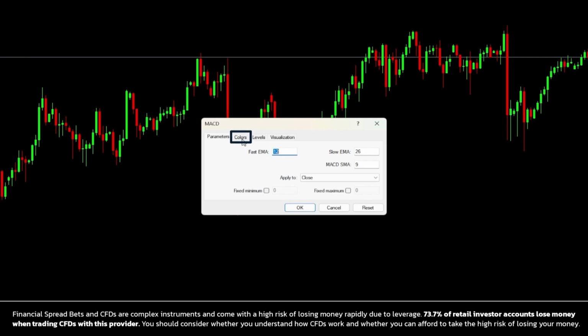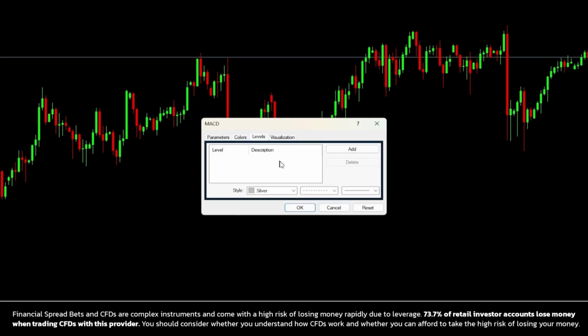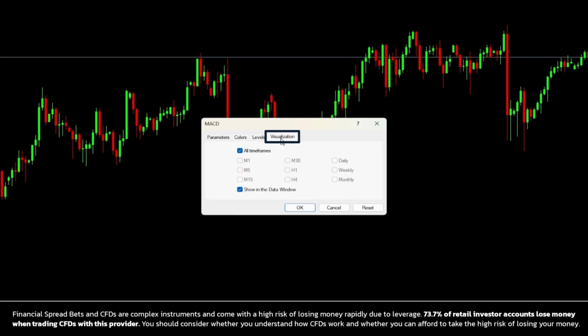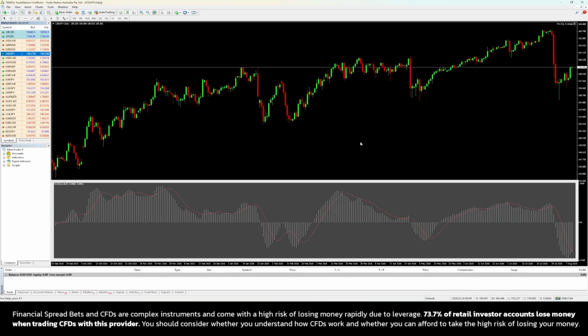Before adding it, you can also adjust the appearance of the MACD and its signal line. The Levels tab can be used to add reference levels if required, while the Visualization tab controls which chart timeframes display the indicator. Select OK and MACD will appear in a separate window beneath the main price chart.